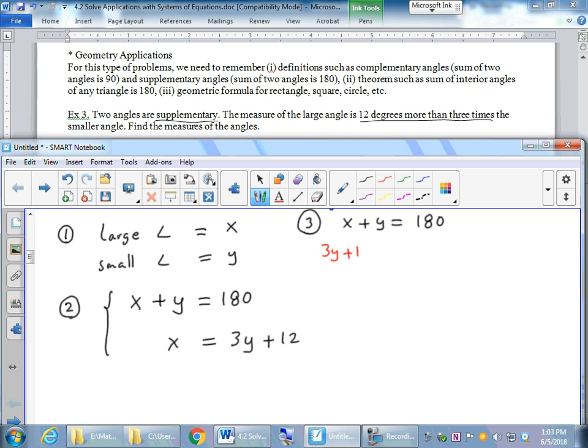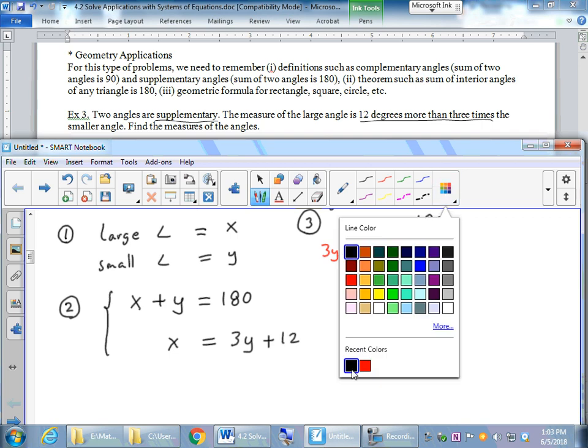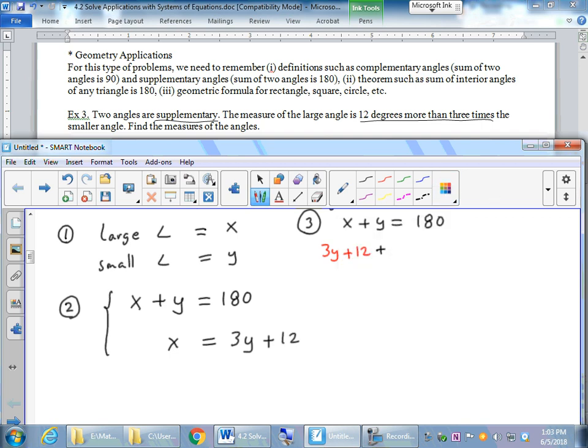3y plus 12 for x. And then that will give us plus y is equal to 180, which is 4y plus 12 is equal to 180. And subtracting 12 from both sides, 180 take away 12 gives us 168. And then you divide both sides by 4, which gives us 42.